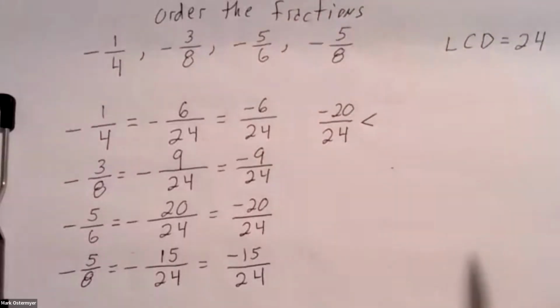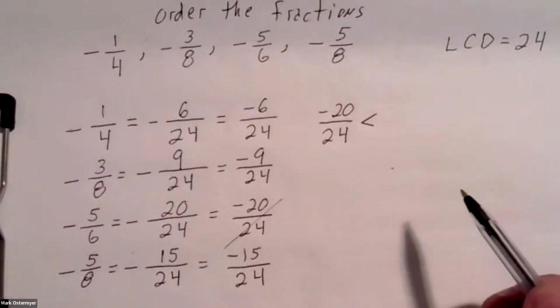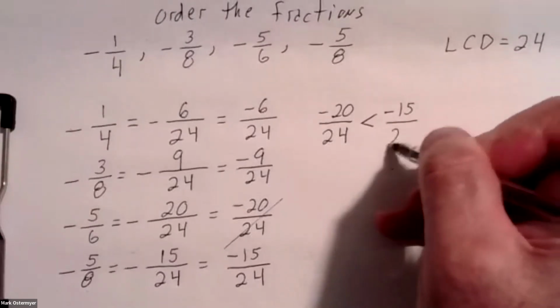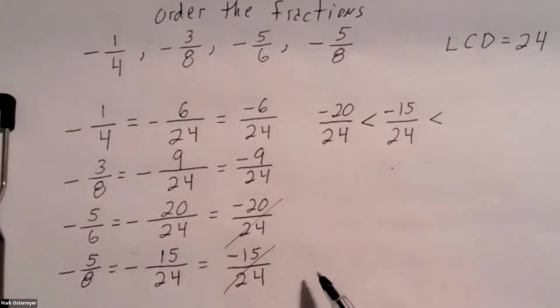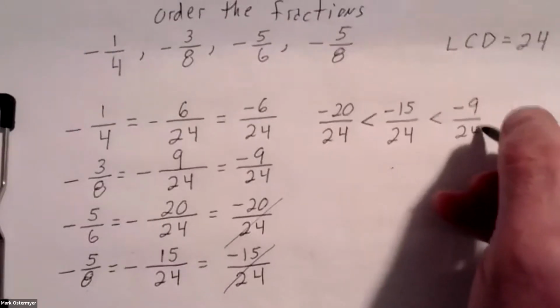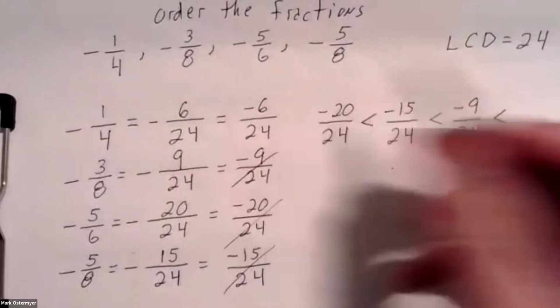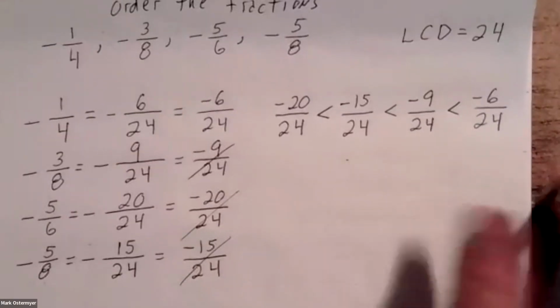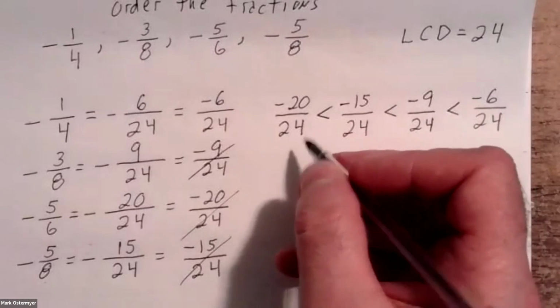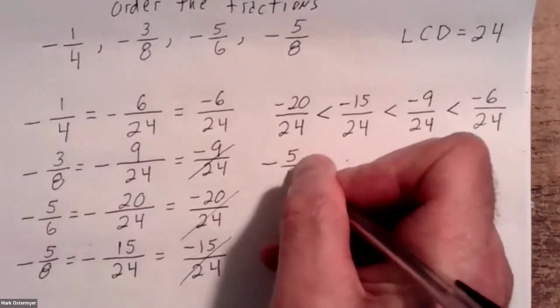What's the next larger numerator? We accounted for that one. -15. Yes, -15/24 is the next larger fraction. What's the next larger numerator after -15? -9. And what is the largest numerator of the bunch here? -6.